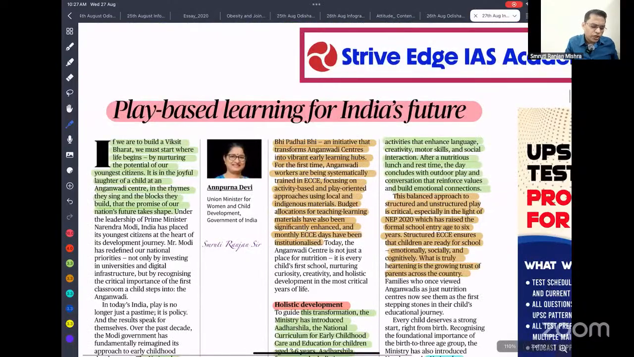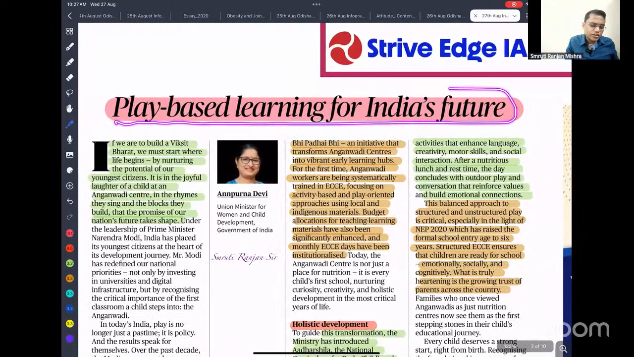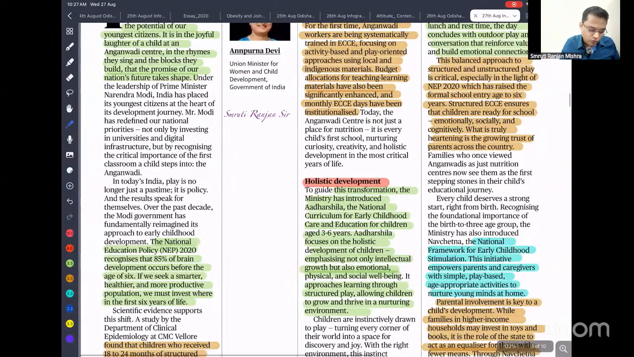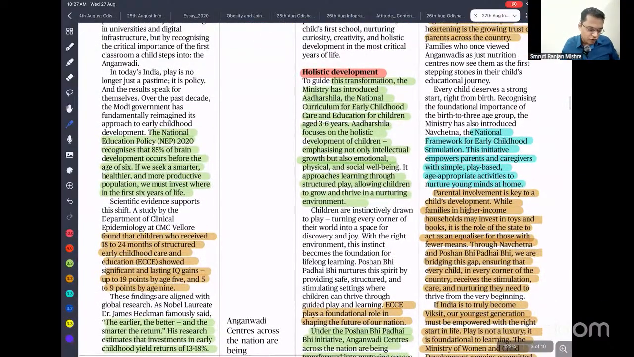This article is talking about play-based learning for India's future. If you look at children before the age of 6, most of their cognitive skills are developed. That is the reason we need to focus on early childhood care and education, and impart more play-based learning. Then only will our children develop their brain properly, and later they can catch on to the education system and perform very fast. The problem is that we are not doing most of these things. That is what this article is talking about.